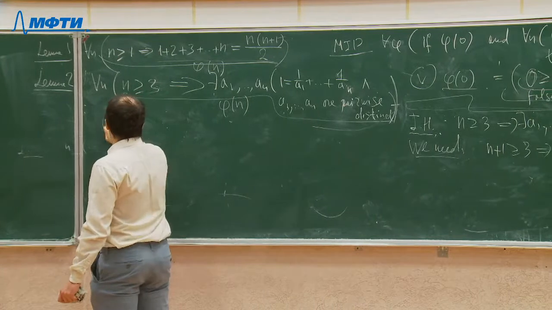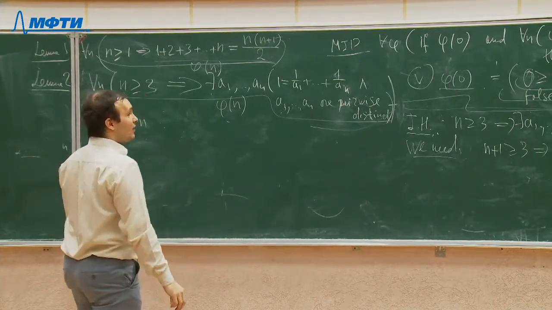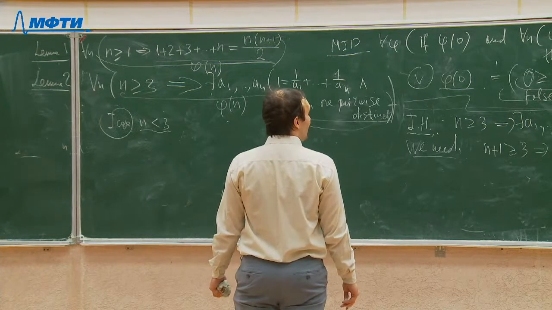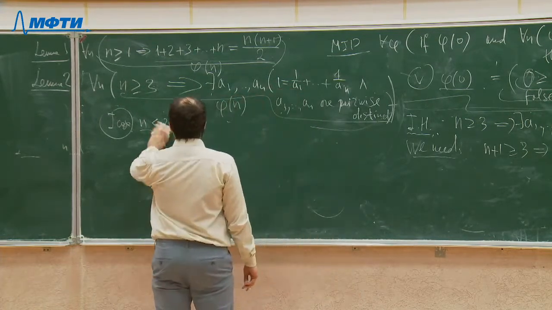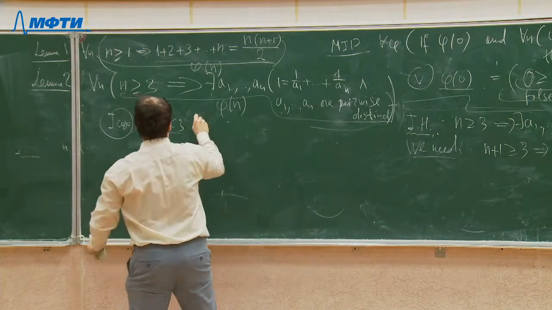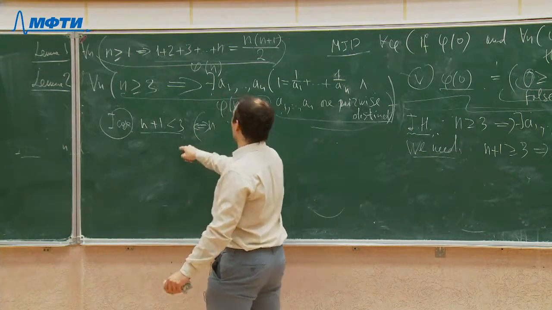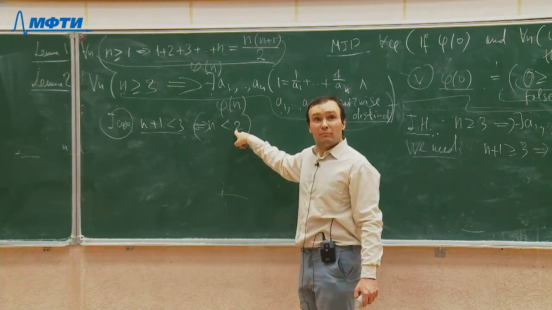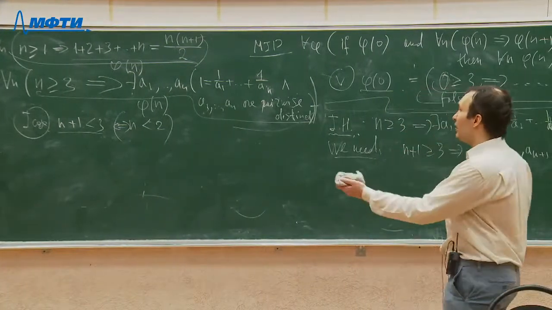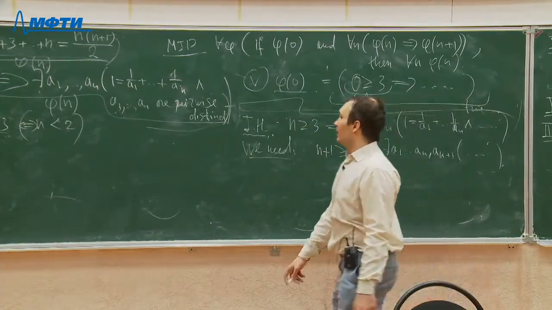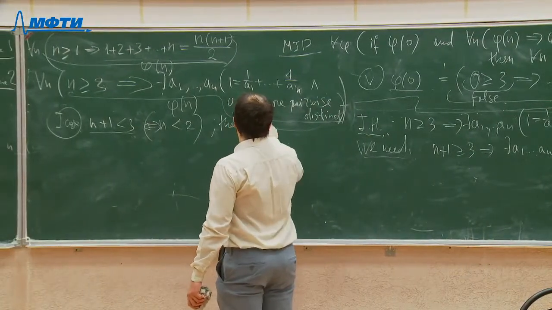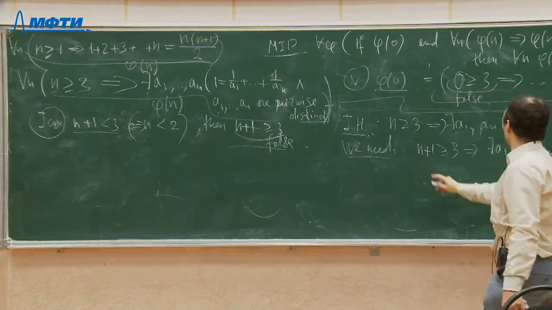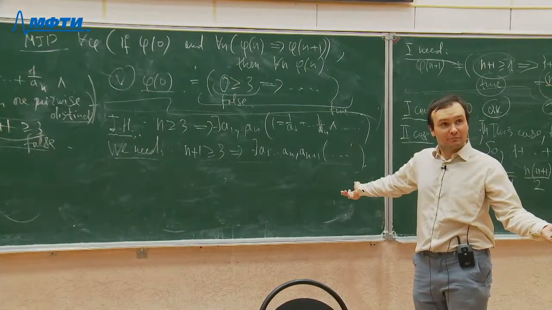First case. n plus 1 is less than 3, which is equivalent to n being what? Less than 2. That is 0 or 1. If n plus 1 is less than 3, then the statement that n plus 1 is greater or equal than 3 is just false. If it is false, the implication is true, trivially. Is it clear?